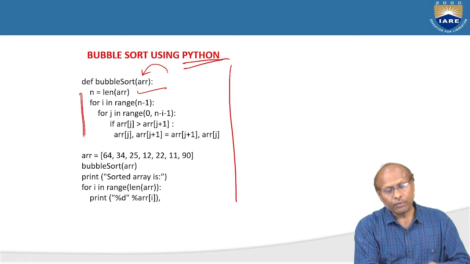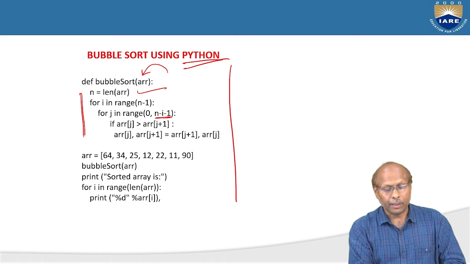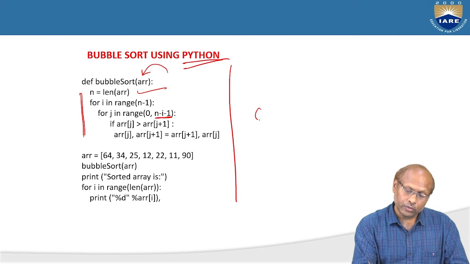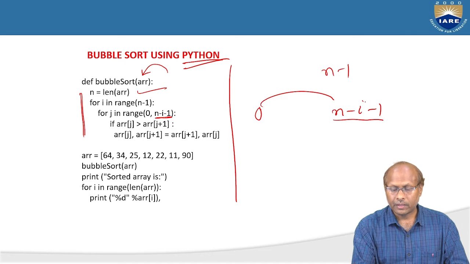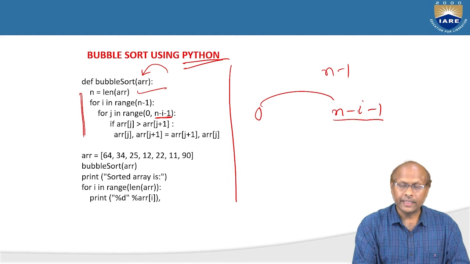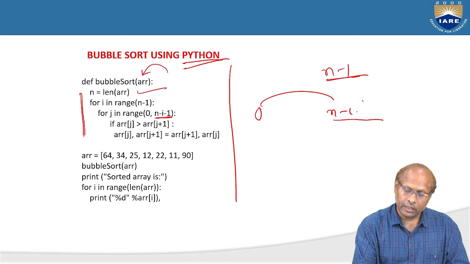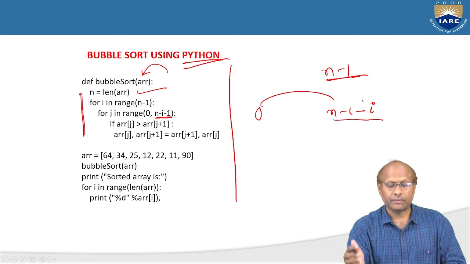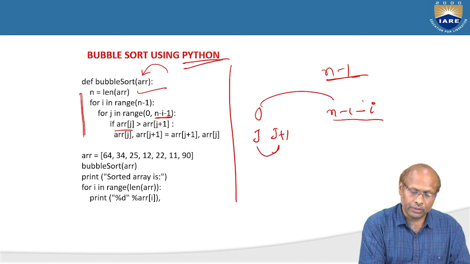For the inner loop, for j in range 0 to n minus i minus 1. Here you are comparing every time from 0 till n minus i minus 1. The outer loop goes n minus 1, but here it is n minus i minus 1, so every time the i steps are reducing. And here, this is my j, and you have to compare j with j plus 1, because j and j plus 1 are neighbors. So we are comparing j with j plus 1.